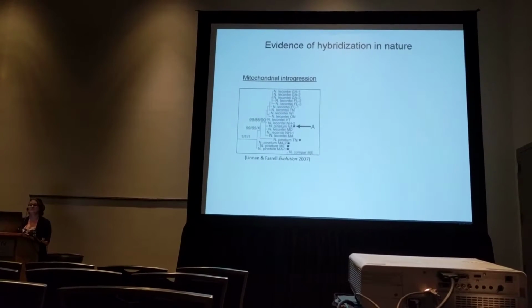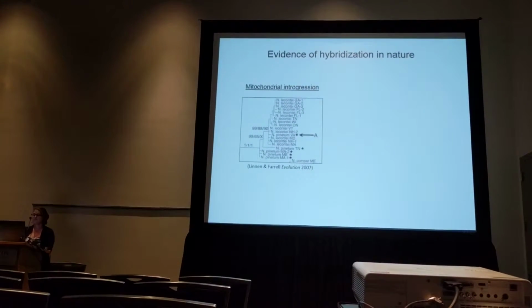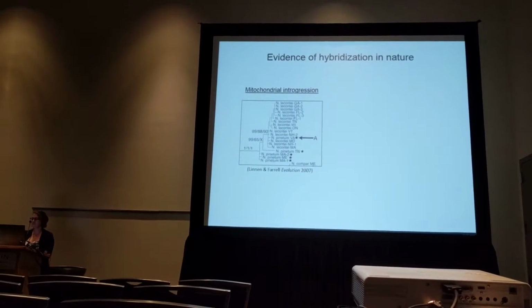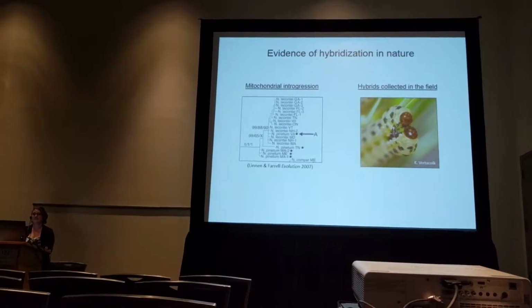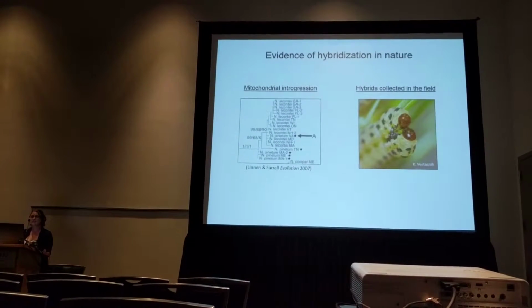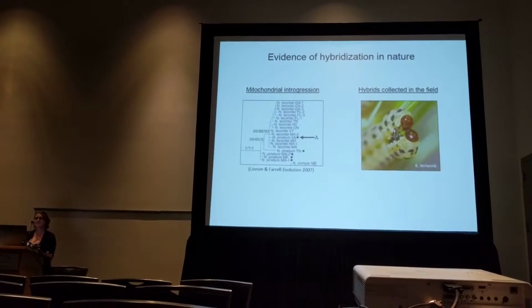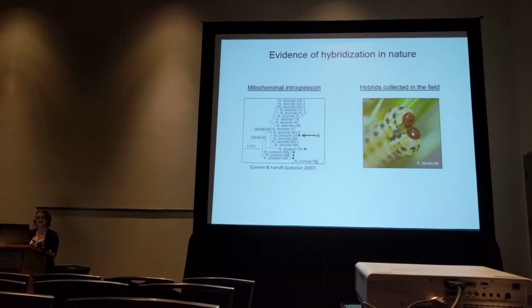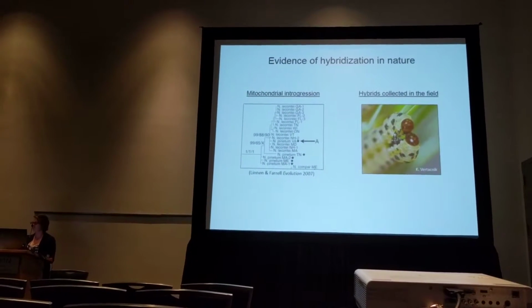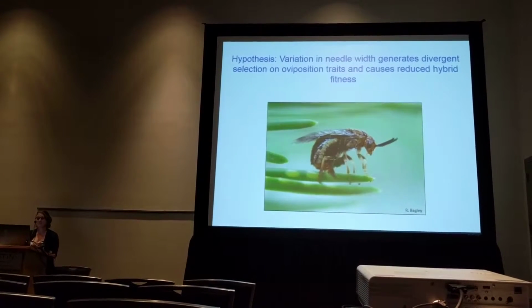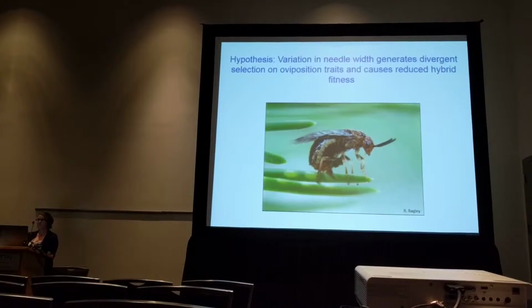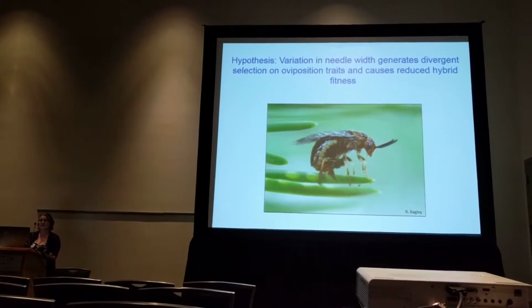Additionally, there is evidence of hybridization between pinetum and lecontei in nature. First, we found that there's mitochondrial introgression, and second, we've collected hybrids in the field. And since these two species remain distinct despite hybridization, we suspect that there is some form of post-zygotic isolation keeping these two species apart. Which leads us to our hypothesis that variation in needle width generates divergent selection on oviposition traits and causes reduced hybrid fitness.